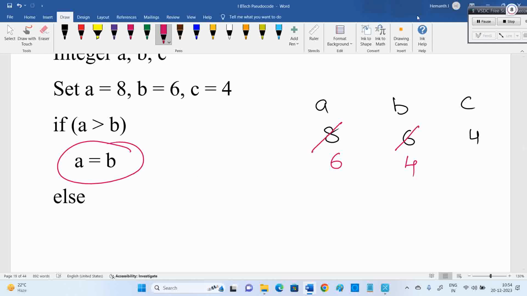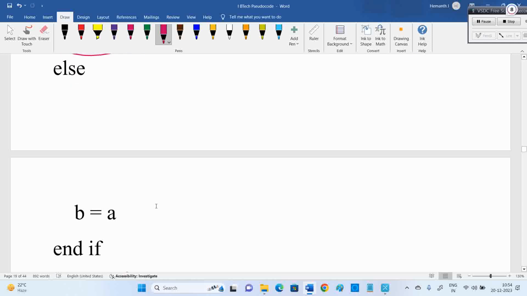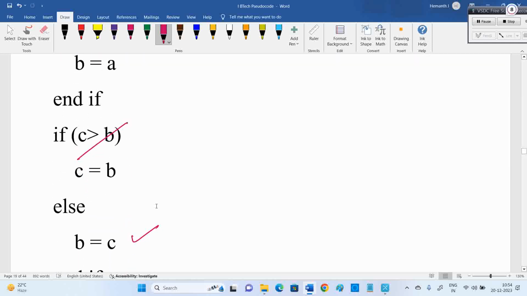So A, B, C are this. Set A equal to 8, B equal to 6, C equal to 4. Right. So A greater than B, 8 greater than 6, true. Then in place of A, I have to assign B. Then there is else condition, no need to enter as it is satisfied. Then here C greater than B is failed because we know it's 6, 4 greater than 6 is failed. So next we have to go for the else one. It's failed, so I have to assign B equal to C. C value is 4. So B is updated to 4.